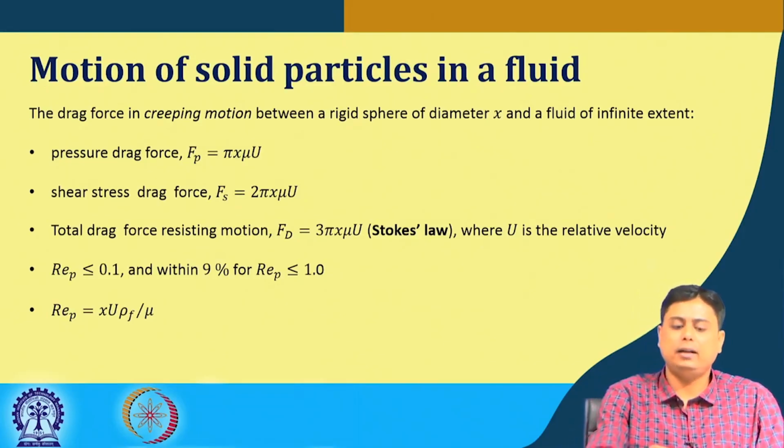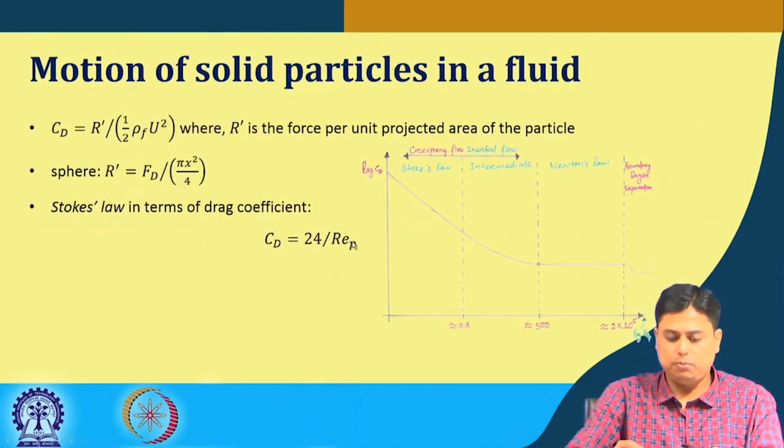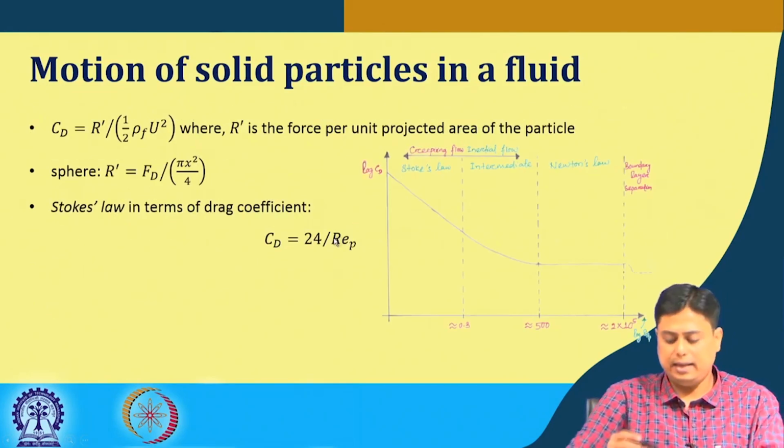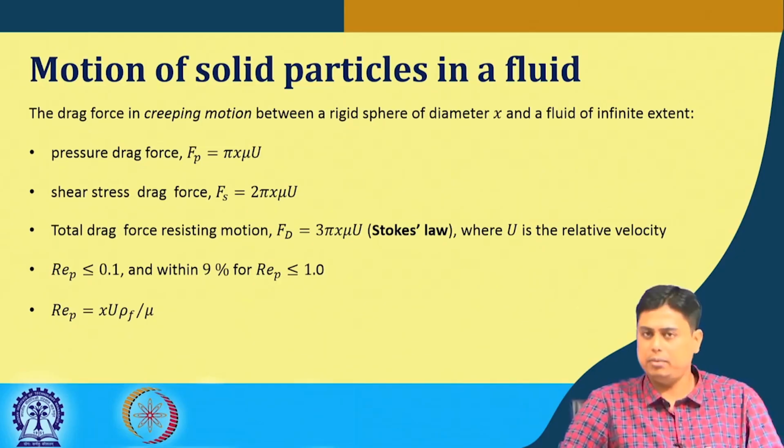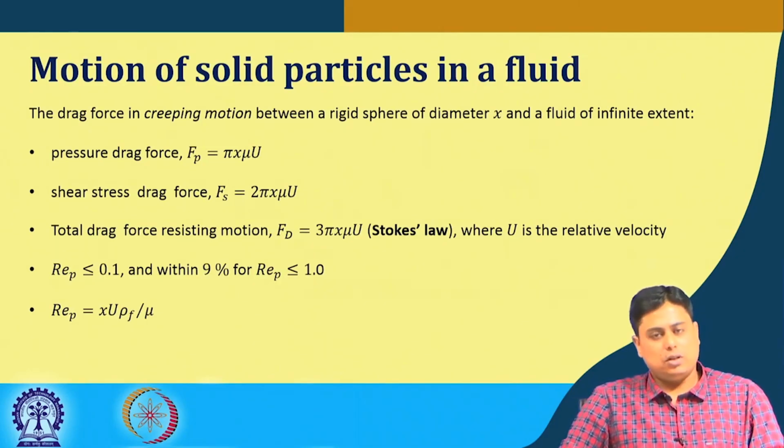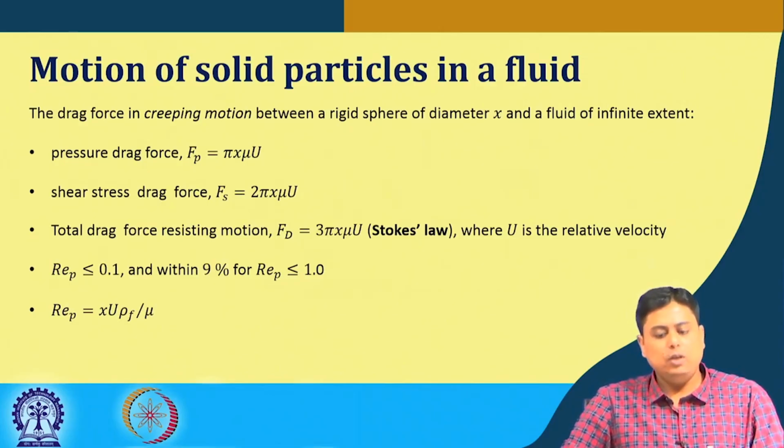Now, you can see that the drag force is proportional to the size of the object, where x is that diameter. In case of a spherical particle, x is the diameter, or in other irregular shapes it is the equivalent diameter. Mu is the viscosity of the fluid, and u, as I said, is the relative velocity.